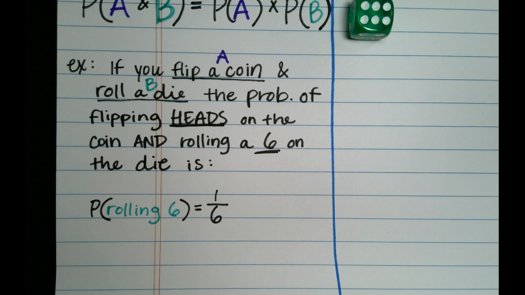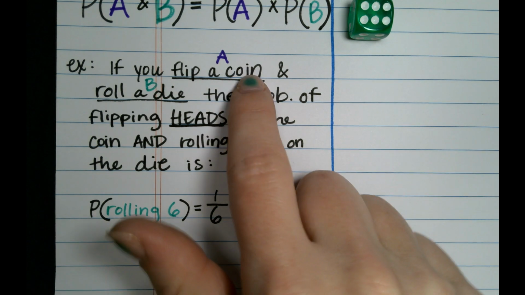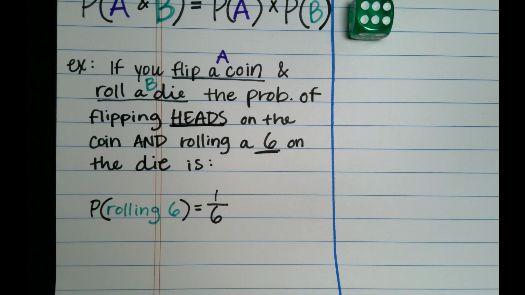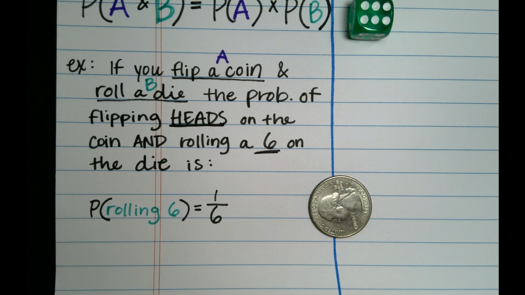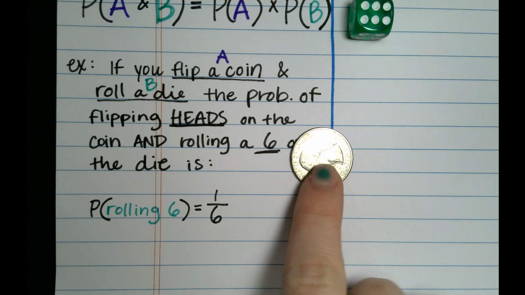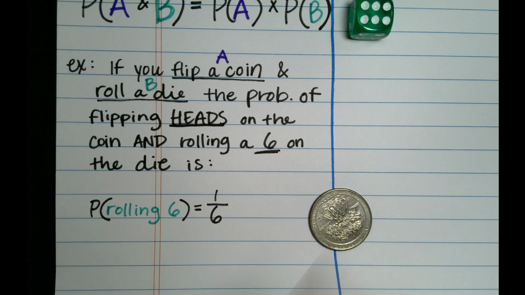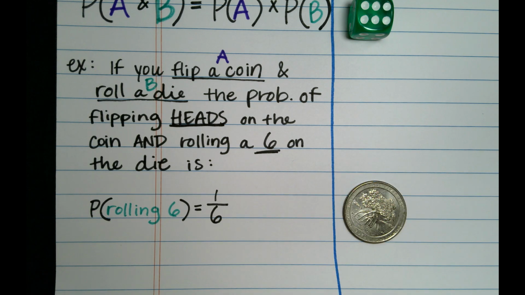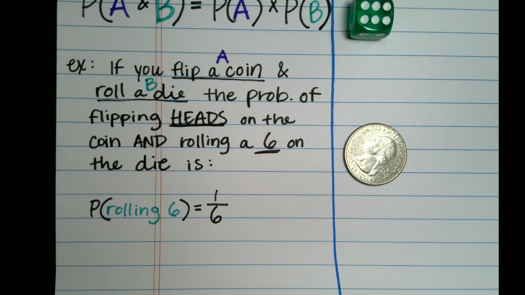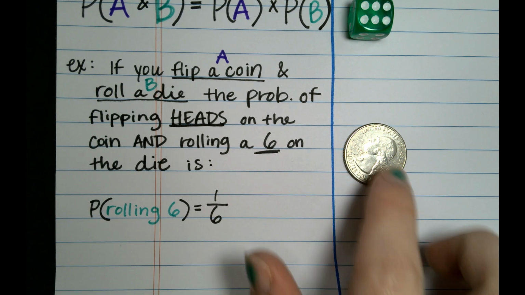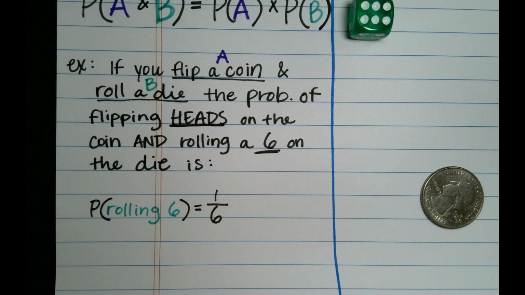Now, the other probability we need to look at is flipping a coin. So I don't think I have enough money to give everybody a coin, but I think I have one in my purse. So here's a quarter. This side is my heads. This side is what we call tails. How many sides does that coin have? 2. So how many possible outcomes are there with the coin? Just 2.